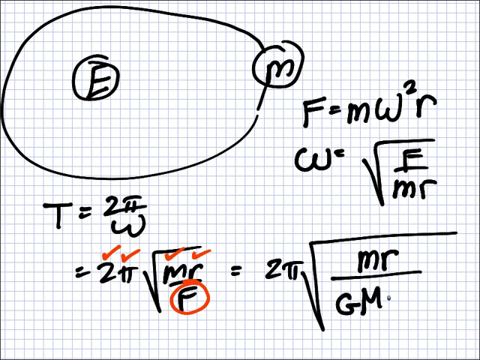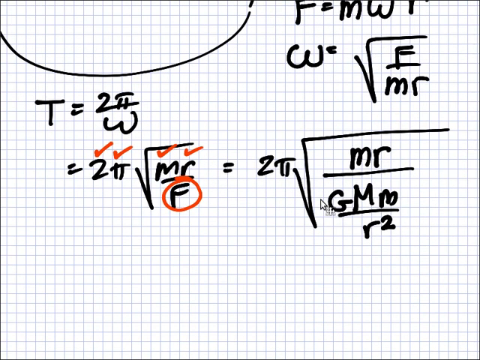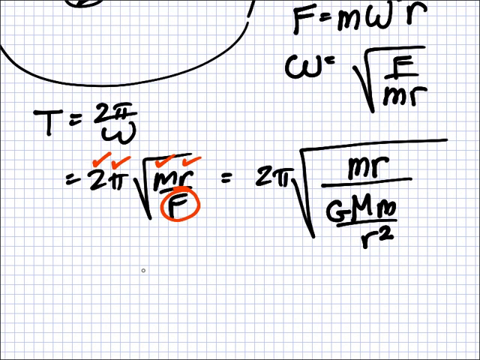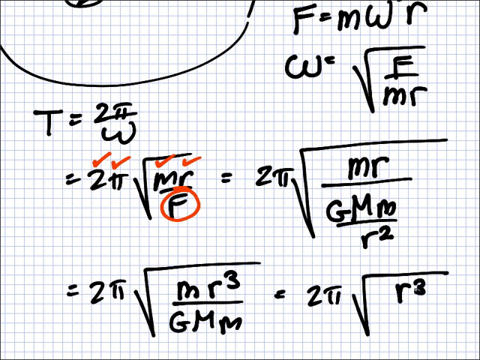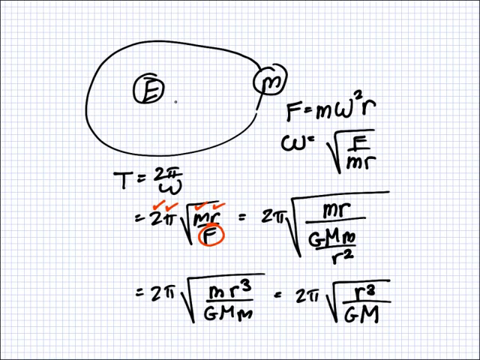G m m over r squared. Now let me just clean this up a little bit, because what I can do is change this into 2 pi root r cubed over G M. So that's equal to 2 pi root r cubed over GM. And just to be clear, this one is the big one and this one is the small one.